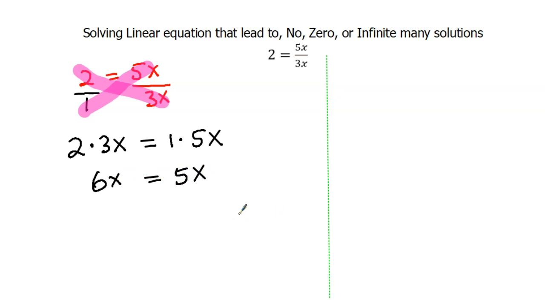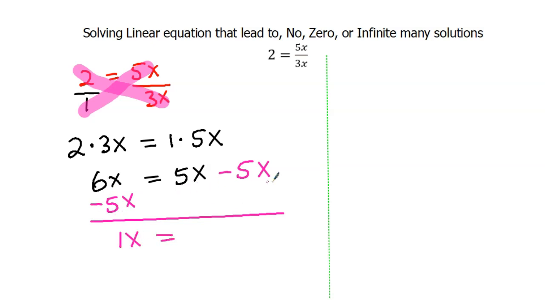Now we're going to combine like terms. We have variables on both sides, so let's take the 5x to the other side. We subtract 5x here and repeat the same thing here, minus 5x. 6 minus 5 will give us 1x here, and a number minus itself gives us 0.